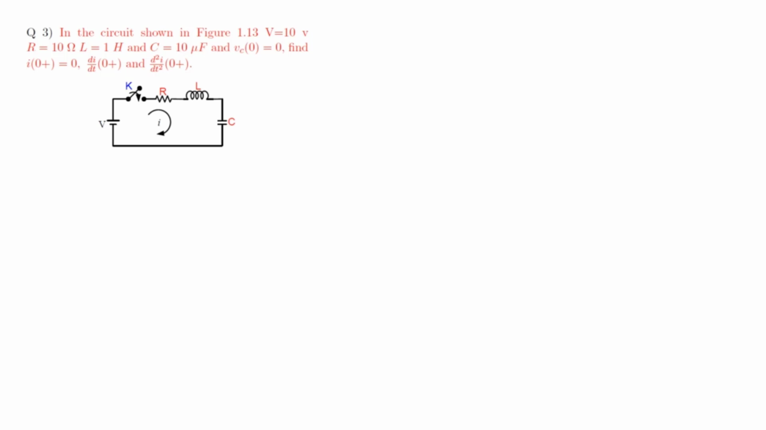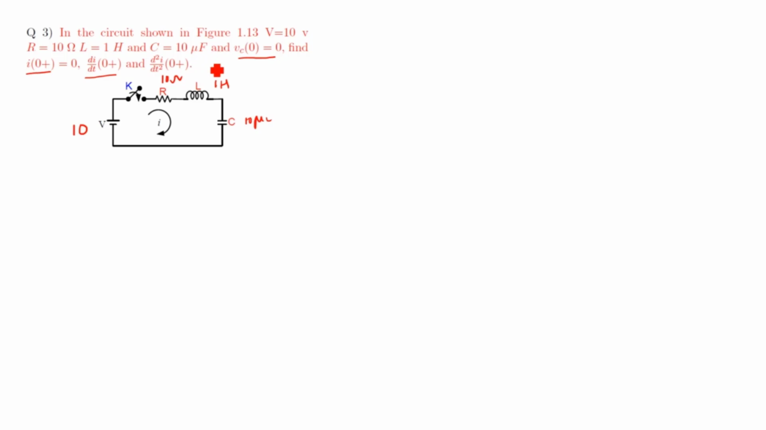Okay. In previous problems, we discussed only inductor and only capacitor: RL circuit and RC circuits were discussed. In this case, RLC circuits are discussed. So, in the circuit shown in the figure, voltage V equals 10, R equals 10 ohm, L equals 1 Henry, C equals 10 microfarad, and they have given Vc 0 equals 0. Find I of 0 plus, d by dt of I at 0 plus, d square by dt square of I at 0 plus.